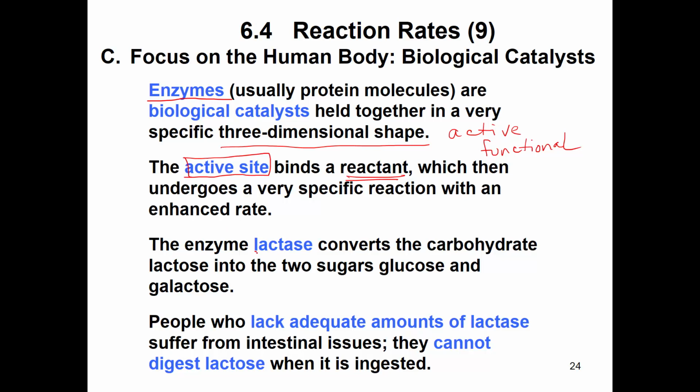So, for example, lactase is the enzyme that is going to convert the sugar lactose, which is the sugar in milk, into two sugars, glucose and galactose. And if you are one of the unlucky people who do not have enough lactase, then you're going to have stomach aches when you eat dairy, because you can't digest the lactose. And so we call that lactose intolerant. And so that lack of enough of that enzyme to convert the lactose is not going to allow you to convert it into the form that you need, and so it's going to cause intestinal problems.